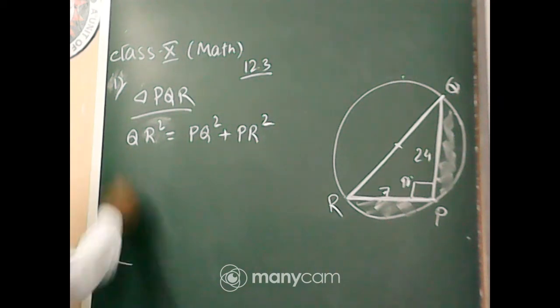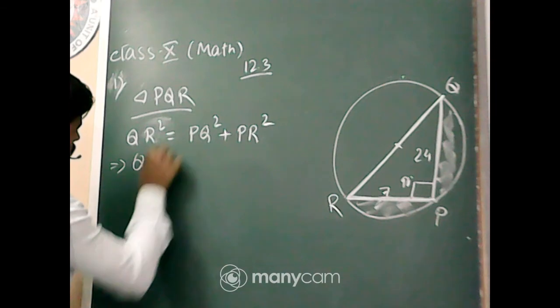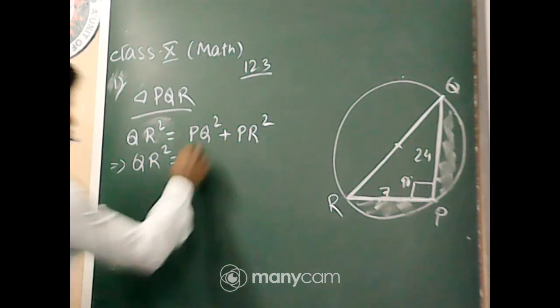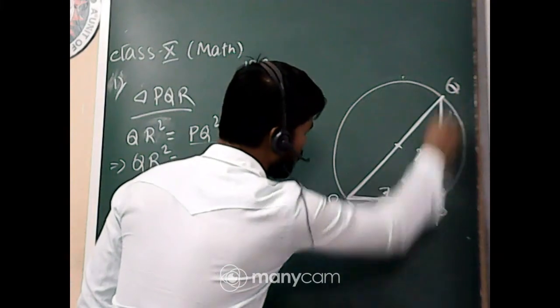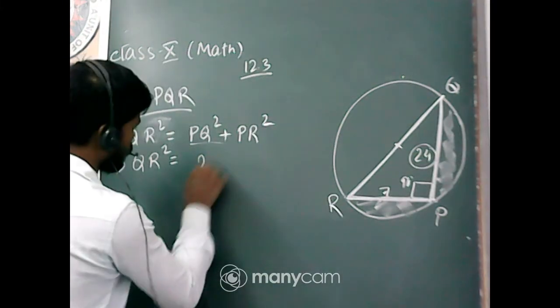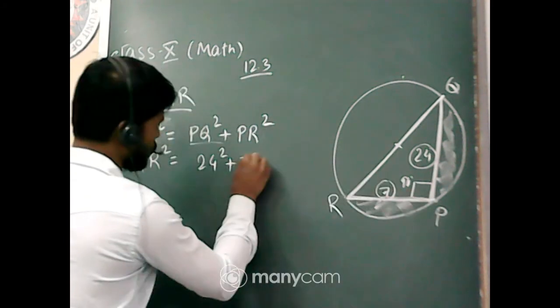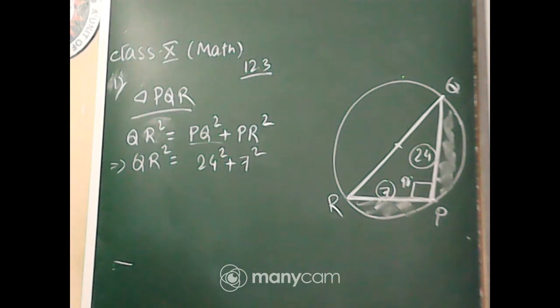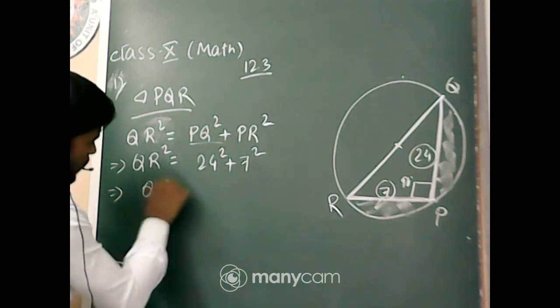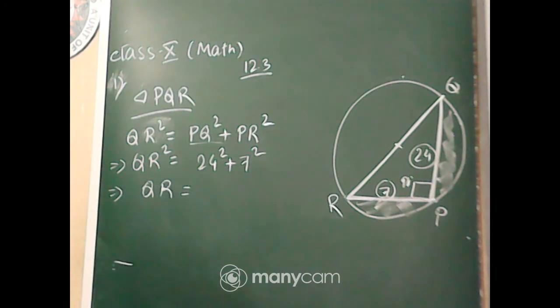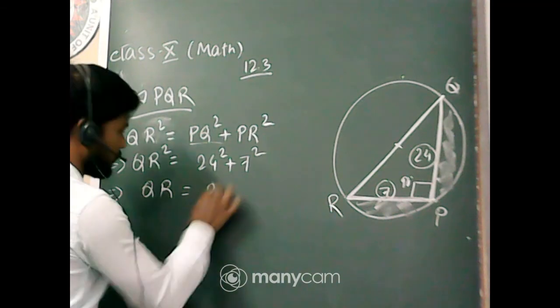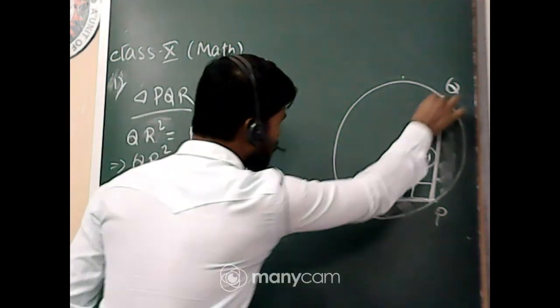Now put the value. The value of QR is not given. So QR square. What is the value of PQ? Look at the diagram. The value of PQ is given as 24. So 24 square plus the value of PR is given as 7, so 7 square. Now tell me, when we add 24 square and 7 square, what will be the result of QR? QR will be, very good, 25.